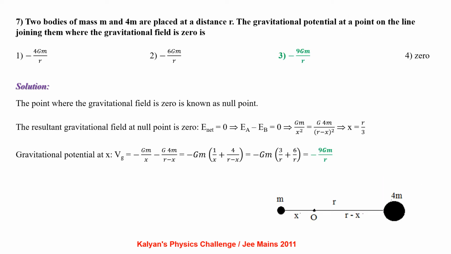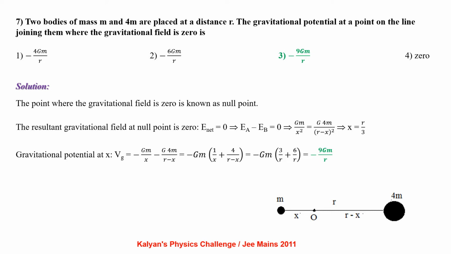Two bodies of mass m and 4m are placed at a distance small r. The gravitational potential at a point on the line joining them, where the gravitational field is 0, is. The point on the line joining the two particles corresponding to 0 gravitational field intensity is known as the null point. Let us find the null point first.